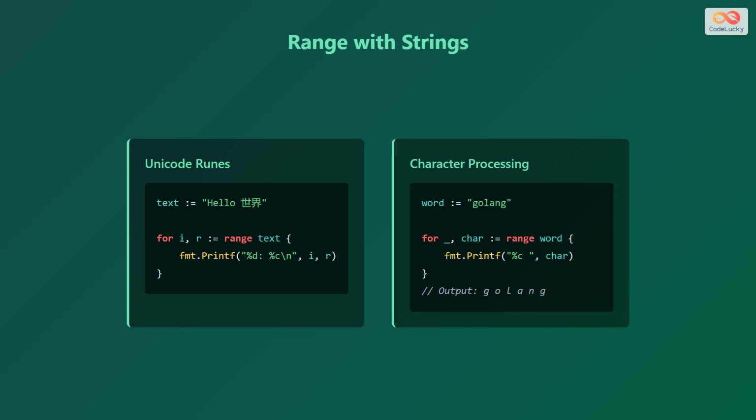Now let's look at an example of character processing. We define a string variable called word with the value golang. We then use a for loop with range to iterate over the string. Inside the loop, we print each character followed by a space. The output will be G O L A N G.